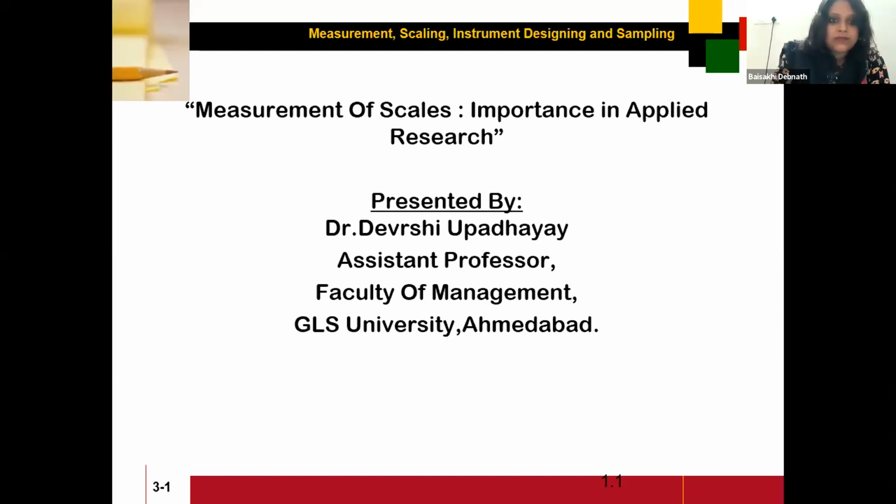Good afternoon, ladies and gentlemen. I would like to welcome you all for our third day of Research Conclave. Now it's time to welcome our speaker for today, Dr. Devarshi Upadhyay, who is going to talk to us about the measurements of scales and importance in applied research. Before we move forward, I would like to speak about our sir's achievement.